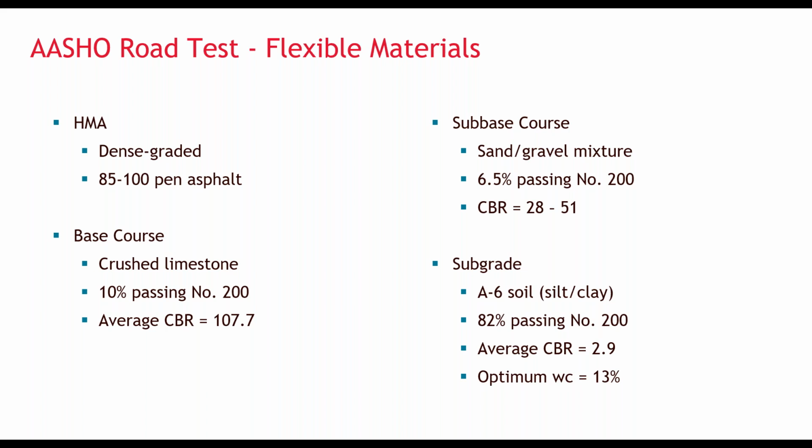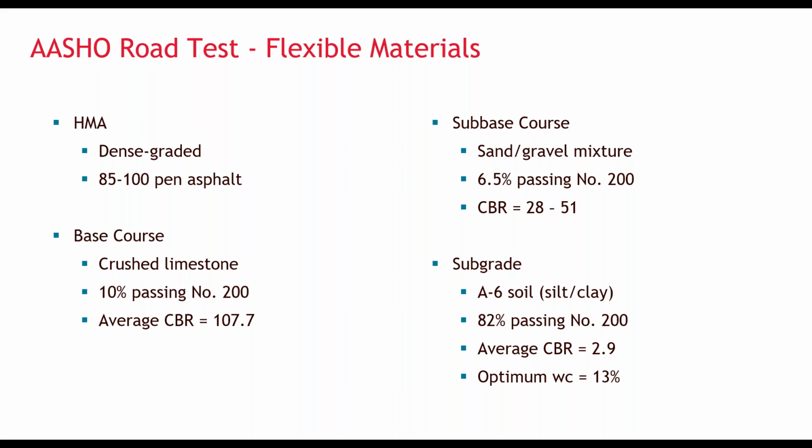The base course used was crushed limestone. Subbase was constructed out of a sand gravel mixture, and all of the loops were built on silty clay that was the soil in the area. The average subgrade strength was a CBR of 2.9, which is average quality. Most roads today are built on a minimum CBR of 3.